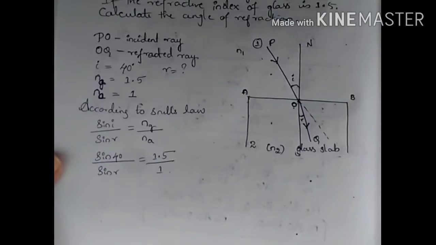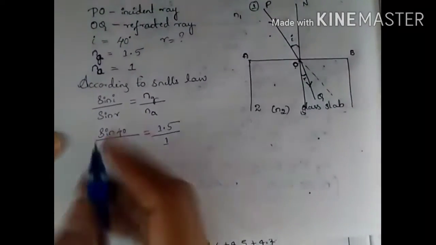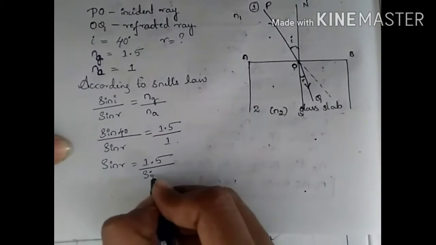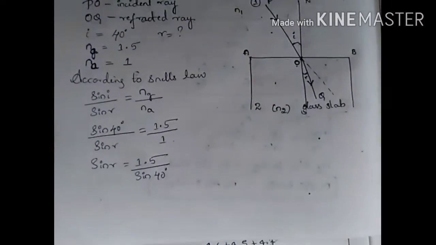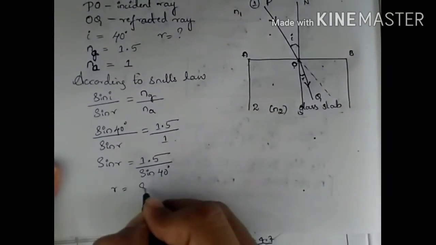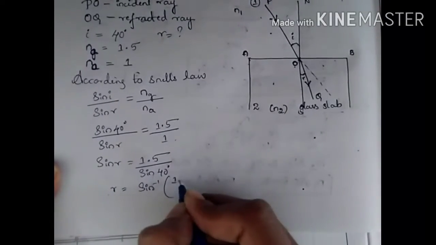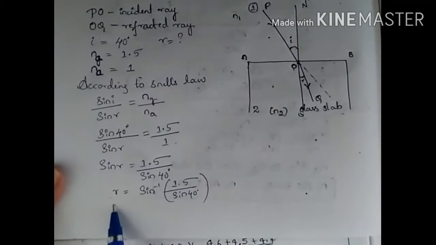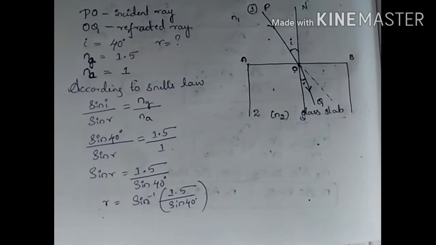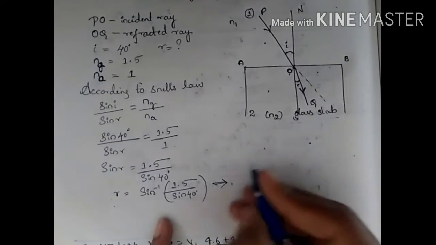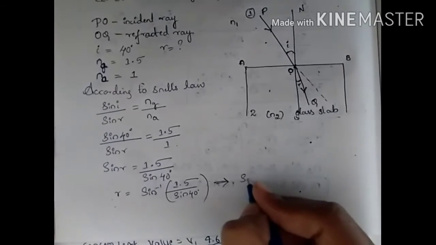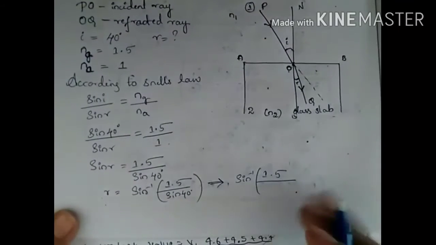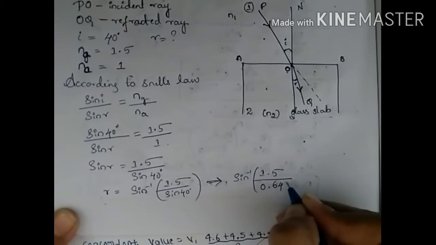Now from this equation let us try to find R. So sine R is equal to 1.5 divided by sine of 40 degree. If you take sine inverse of 1.5 divided by sine of 40 degree, you will get the angle of refraction. So from this, if I substitute, sine inverse of 1.5, where sine of 40 degree will be 0.6428.